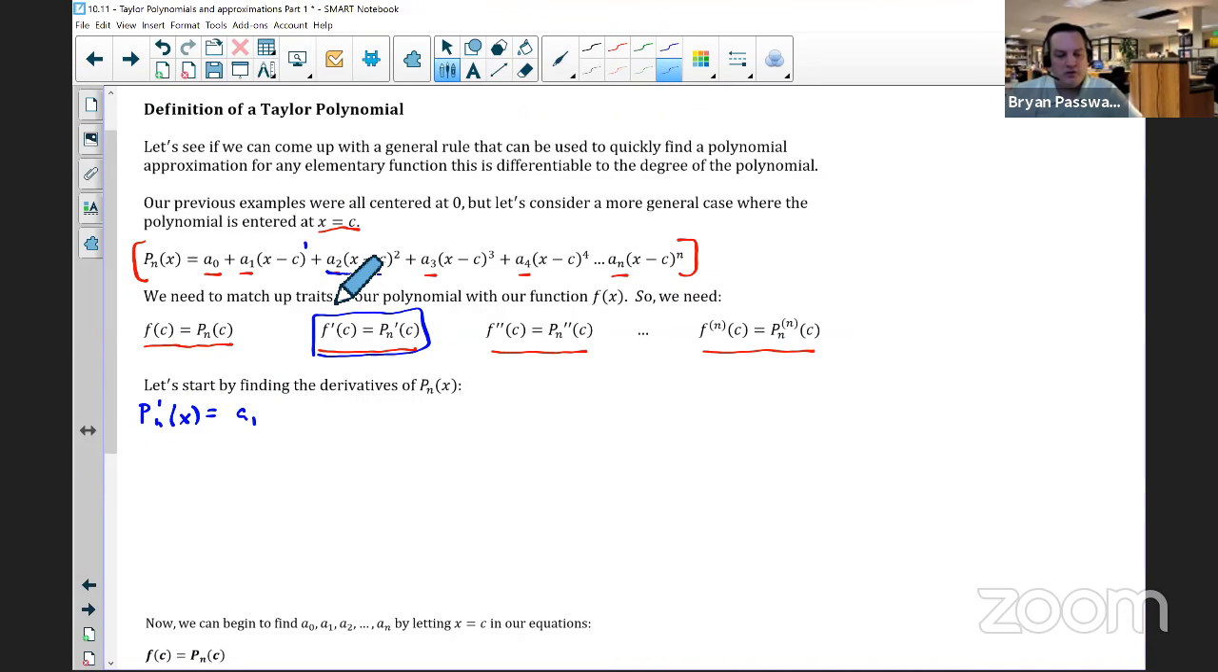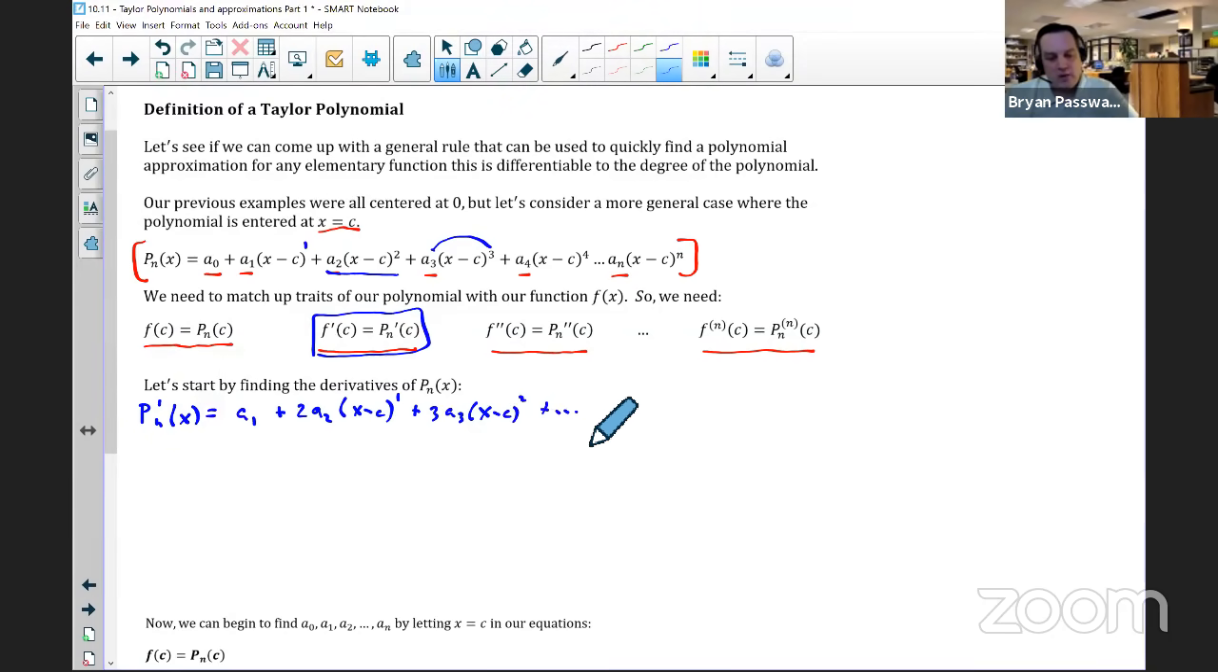And then our second term, this derivative, we bring the exponent down in front. It becomes 2a sub 2 times x minus c to the first power. And then the next term, we bring the 3 down in front. It becomes 3 times a sub 3 times x minus c squared, right? We subtract 1 from the power. And if we use the chain rule, we're multiplying by 1 because the derivative of the inside, x minus c, is going to be 1 each time.